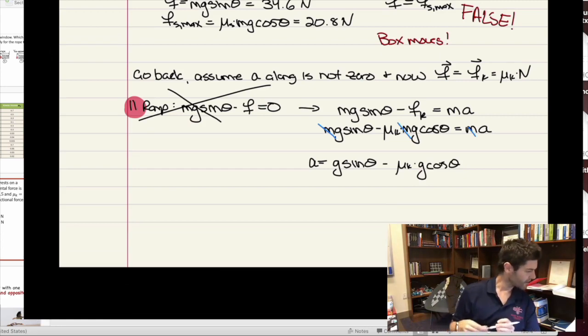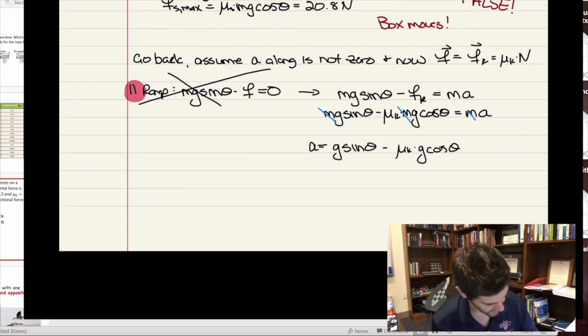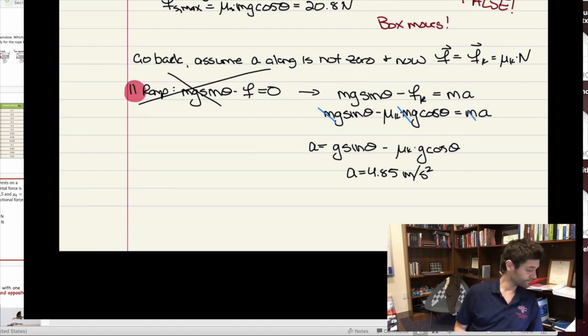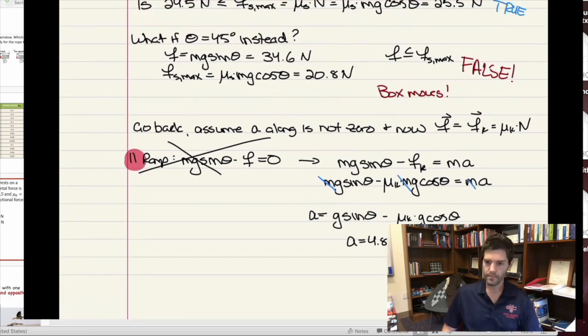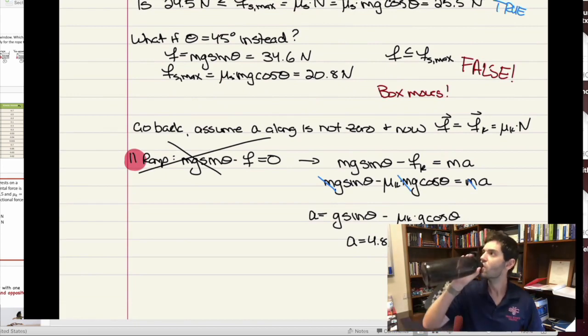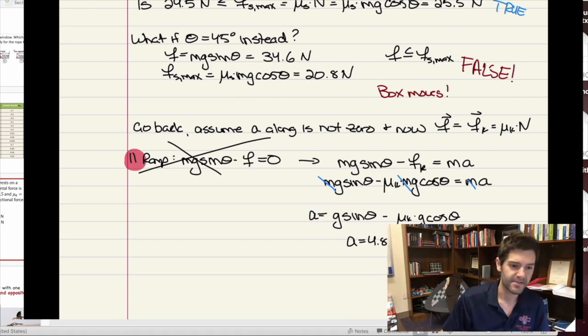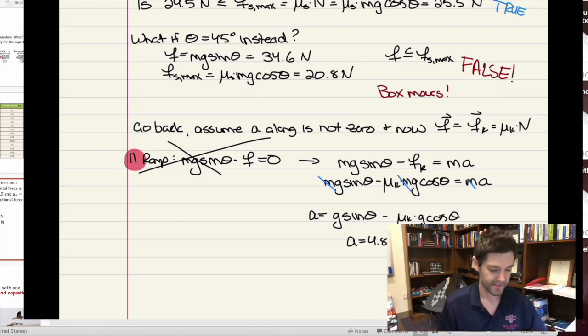And if we plug in numbers, for 45 degrees, I get that a is something like 4.85 meters per second squared. So again, it's assuming that nothing is moving. If you can convince yourself that actually something is moving, go back, assume that it's kinetic friction instead, and figure out what the resulting acceleration will be.